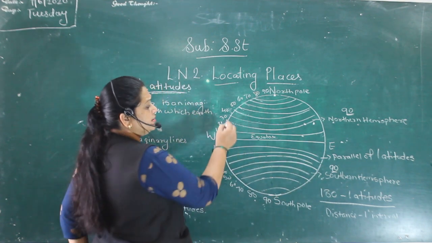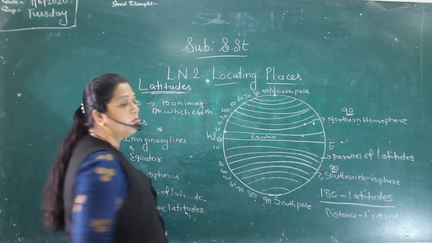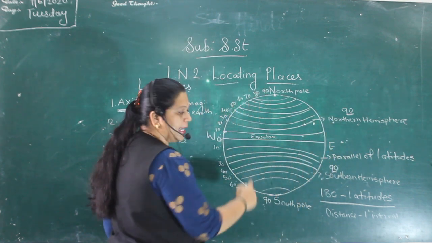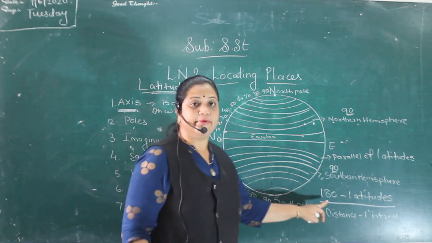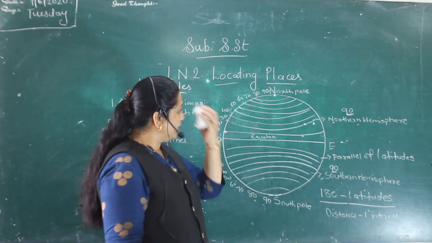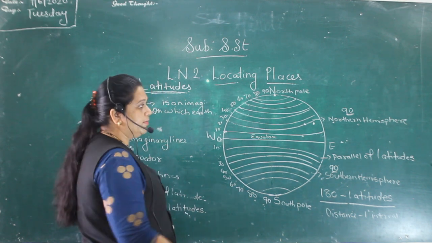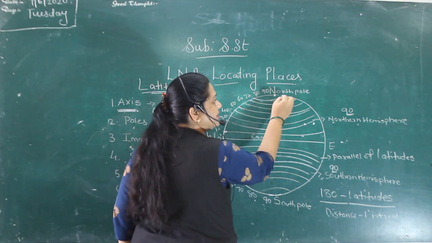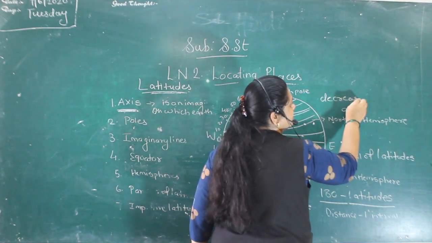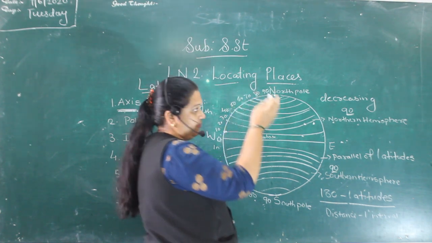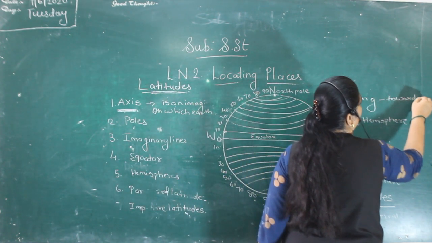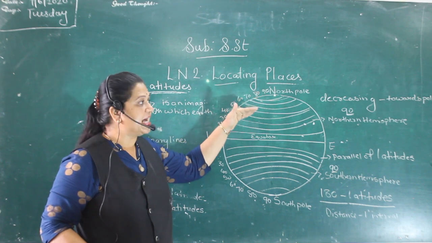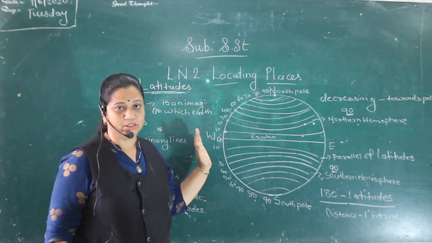The latitudes are drawn at the distance of 1 degree interval. Total we have 90 latitudes in the northern hemisphere and 90 latitudes in the southern hemisphere, so total we have 180 latitudes. Now, children, one more thing you can see related to the latitude: as the latitudes move towards the pole, they are decreasing in size. These are the characteristics of the latitudes.